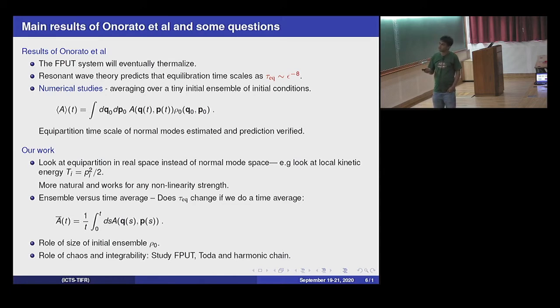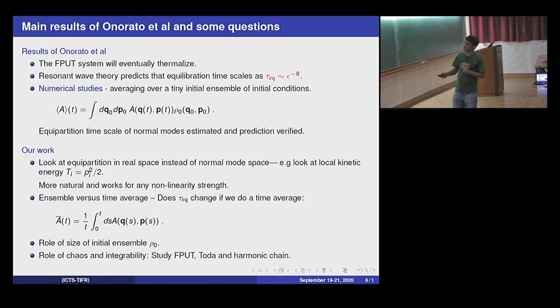And the other question that we ask is, if you do a time average versus this ensemble average, do you get different results? What is this choice of this initial ensemble, how does it affect results? And then we ask how is this related to chaos and integrability of the system?